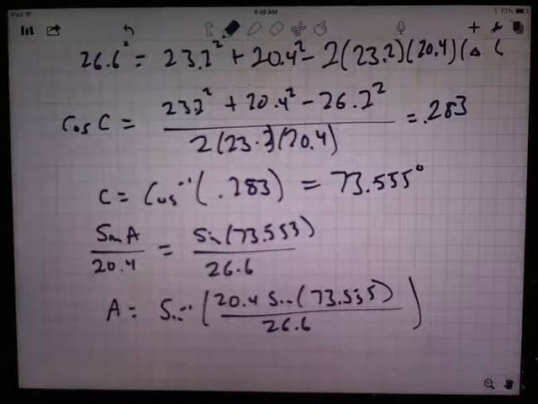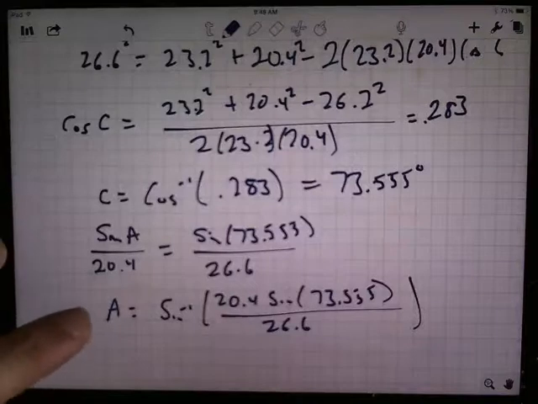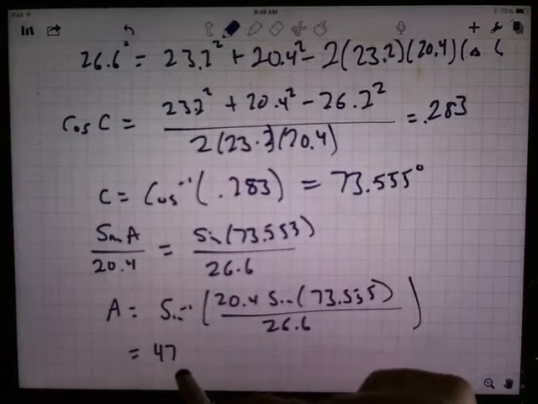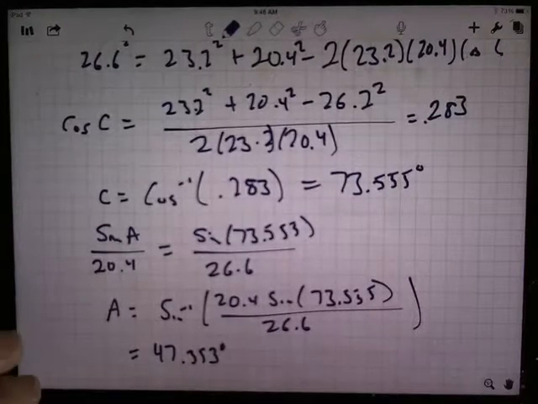And I know I'm going to get the right answer because angle C was the big angle. Angle A is smaller, so it's not bigger than 90 degrees. This will be okay. So I've got the inverse sine of 20.4 times the sine of my previous answer divided by 26.6, for an angle of 47.353 degrees.